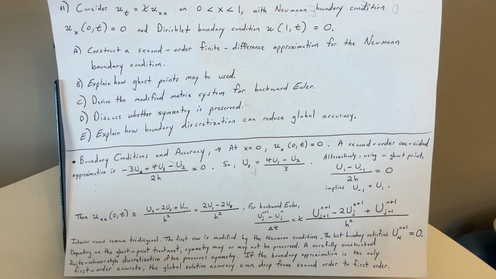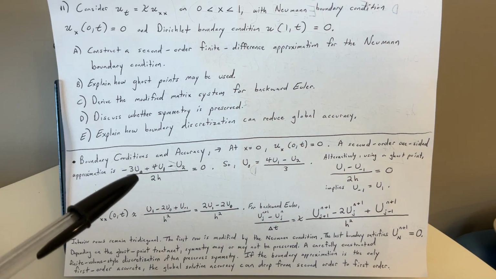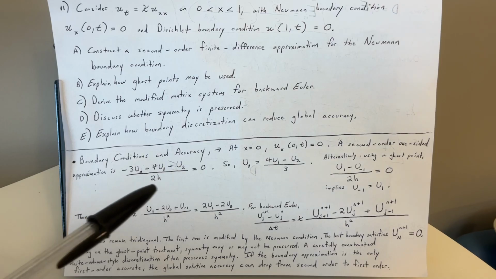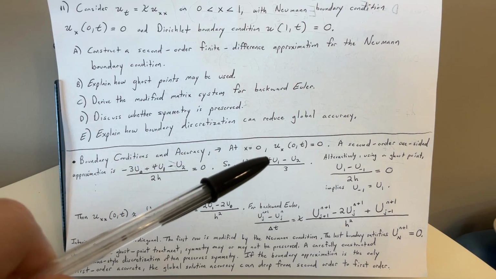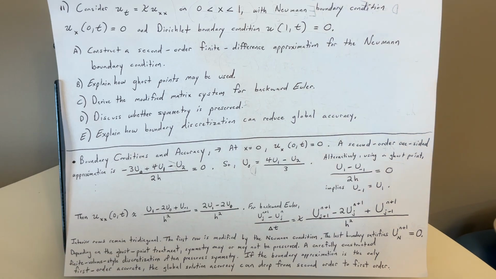So at x = 0, u_x(0,t) = 0. The second order one-sided approximation is (-3u_0 + 4u_1 - u_2)/2h = 0. So u_0 = (4u_1 - u_2)/3. Alternatively, using a ghost point, (u_1 - u_{-1})/2h = 0, and this implies u_{-1} = u_1.